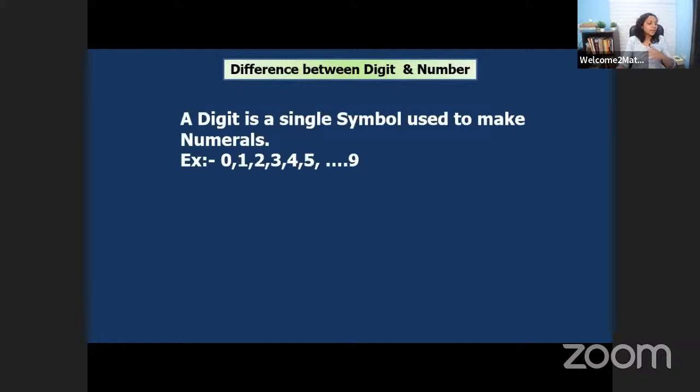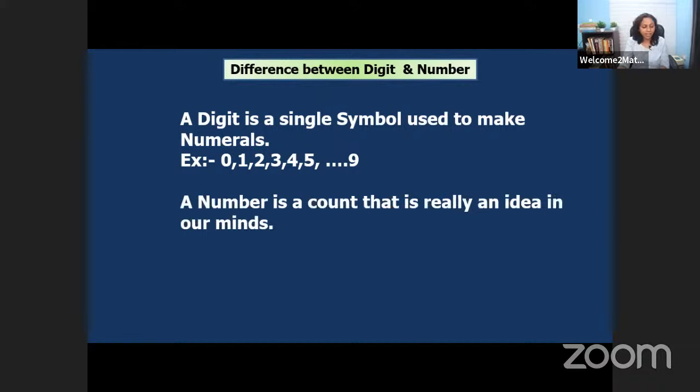You see, digit is a symbol that's used to make numerals like 0, 1, 2, 3, 4, 5, 6, 7, 8, 9. These all are called digits. And with the help of these 10 digits, we can make any number. And number is a count. That is really an idea in our minds. For example, 6, 12, 234.